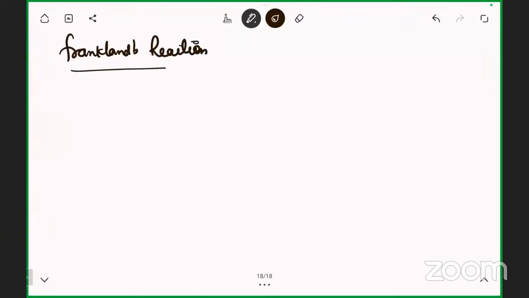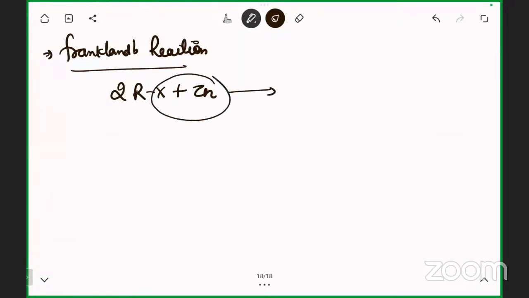Franklin's reaction. This reaction is the same as what we were doing in Wurtz's reaction. It is the same type of reaction, just in place of sodium, we are using zinc. So two molecules of RX when reacting with zinc, the zinc will take both the X, forming ZnX2, and both R groups will combine with each other.